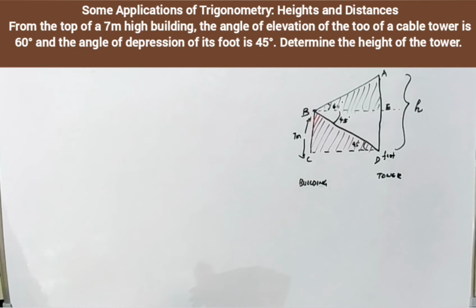To find the height of the tower, we need to know the length of AE and ED. AE we will get from triangle ABE using the tan formula. And ED is parallel to BC, so ED is the same as BC, which is 7 meters. Let's use these two triangles to determine the height.